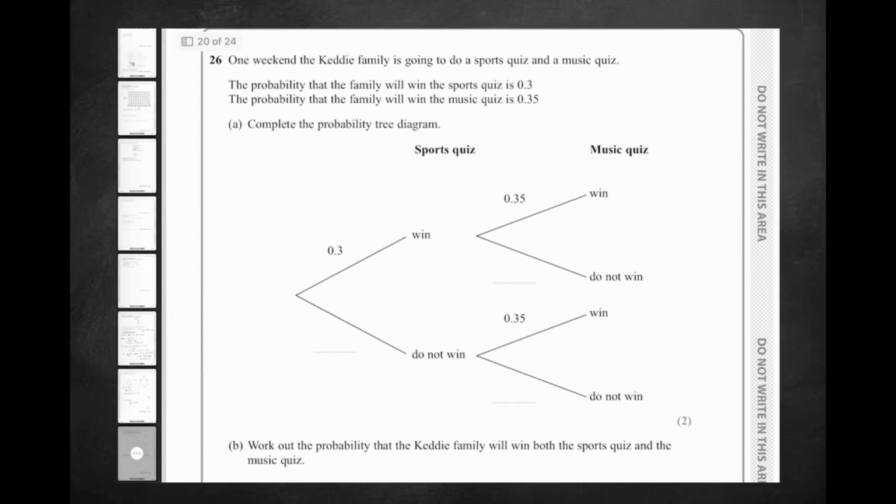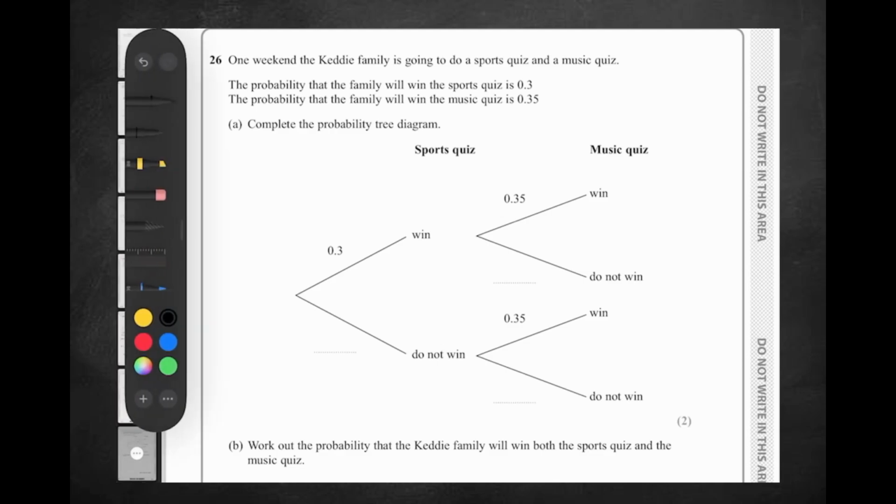Question 26. One weekend, the Keddy family is going to do a sports quiz and a music quiz. The probability that the family will win the sports quiz is 0.3. The probability the family will win the music quiz is 0.35. Complete the probability tree diagram. So we know we've got 0.3 there, so we know these need to add up to 1, so this will be 0.7. We know the music quiz ones will need to add up to 1, so that's 0.65, and that's the same down here.